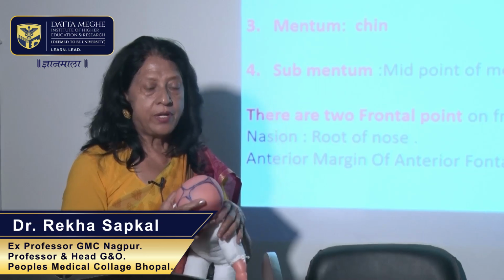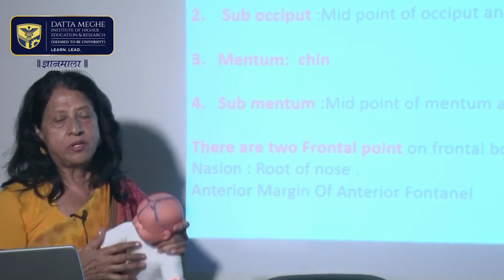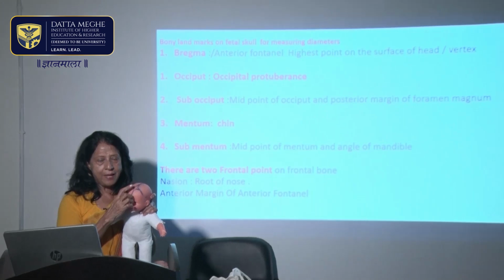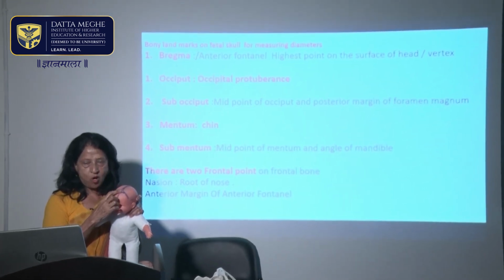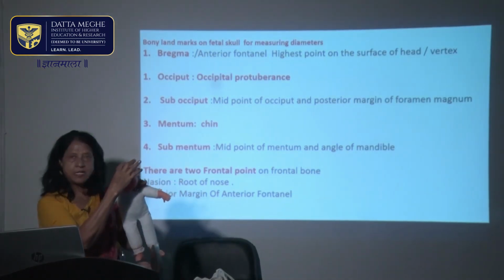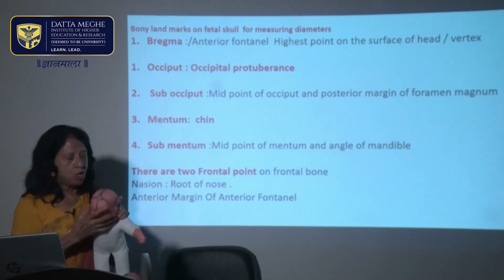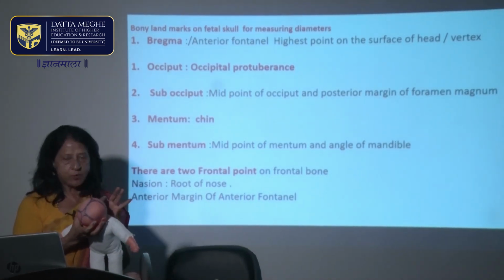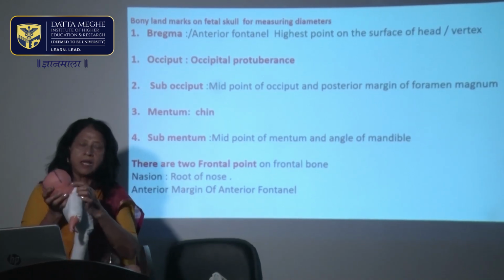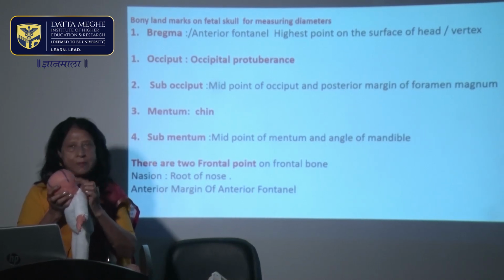To understand different diameters of engagement, we have to learn some bony parts on the fetal skull. What are they? Bregma. Bregma is the anterior-frontal or the highest point on the vertex. This surface is plane, so highest point of vertex is bregma. Okay? So, you remember what is bregma? Highest point of the vertex. Occiput, very easy to understand, occipital bone. Then subocciput. Subocciput, this is the margin of the foramen magnum and this is the occiput. So, midpoint of the two is subocciput.